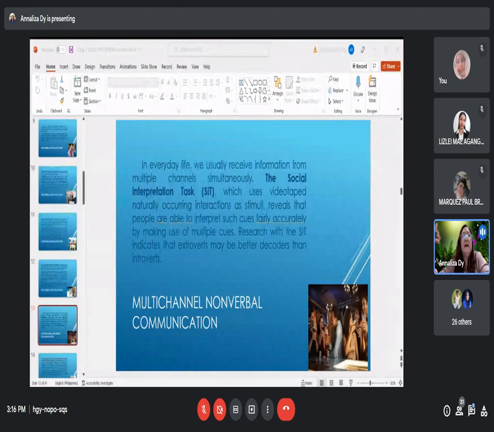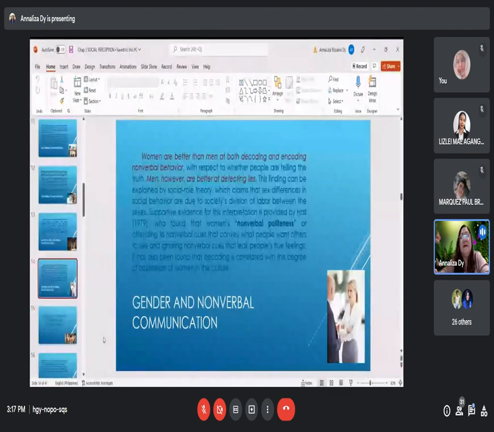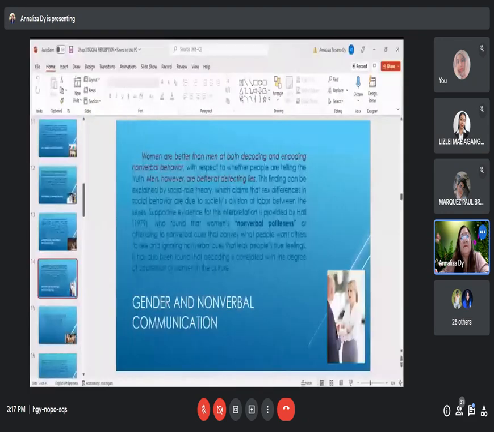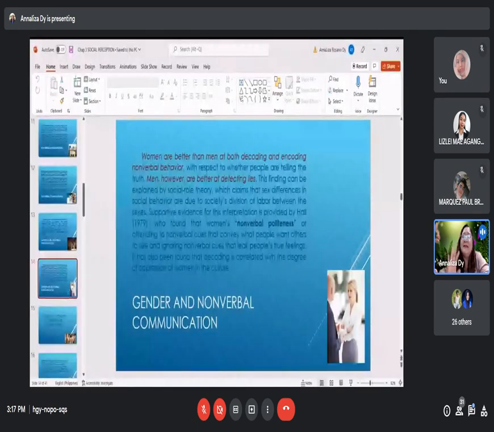So, gender and nonverbal communication. Why gender? Women are better than men. Let's look at gender differences. Women are better than men at both decoding and encoding nonverbal behavior, with respect to whether people are telling the truth. However, men are better at detecting lies. This finding can be explained by social role theory, which explains that sex differences in social behavior are due to the society's division of labor.